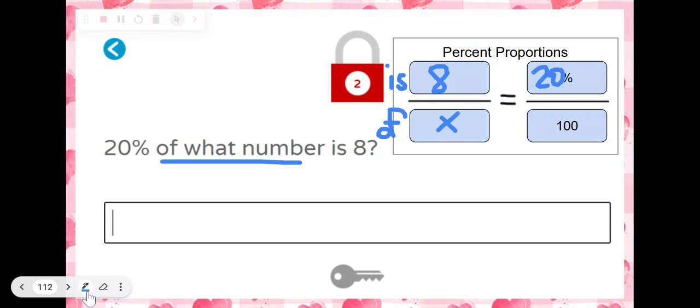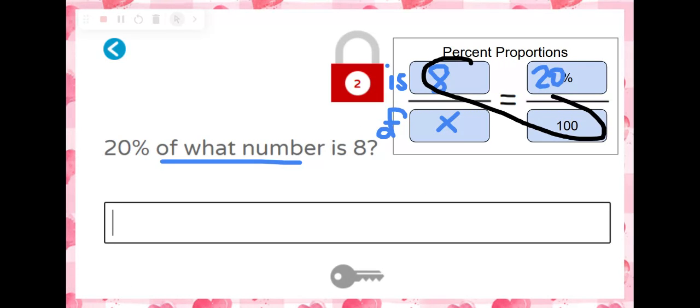You can now use your butterfly to solve this. We're going to butterfly the diagonal with both numbers. We're going to multiply 8 times 100, and then take that answer and divide by 20.